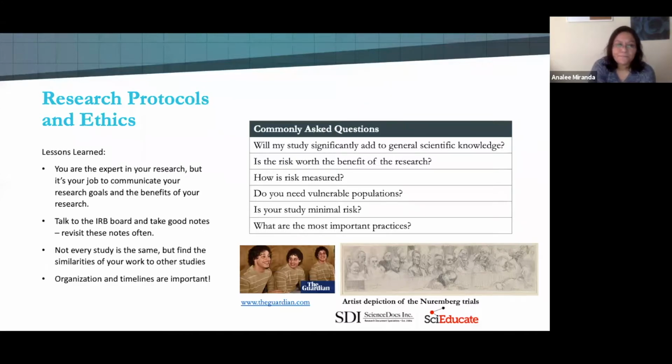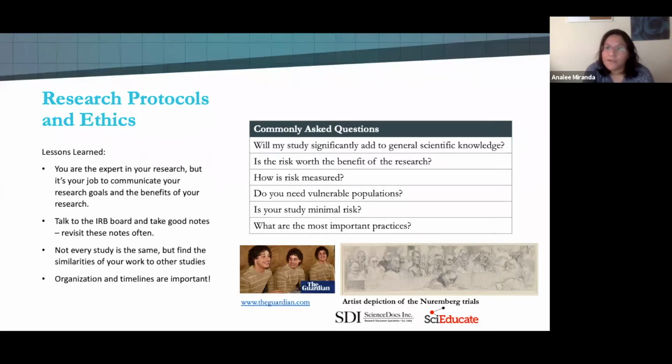And so some of the lessons learned are, just to remember that you're an expert in your research, but it is your job to communicate your research goals and the benefits of your research to the IRB board. Okay, and the only person that can do that is you. And so you need to ensure that the IRB understands everything that you're trying to communicate. And whenever you're talking to the IRB board, you can't see them as the enemy.